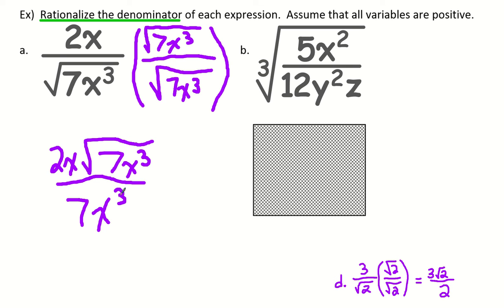Now, another thing, just to kind of tickle your brain a little bit. We didn't really need to multiply by the root of 7x to the third. Think about it. I didn't need to make this into x to the sixth. All I really needed to make it into was x to the fourth. If I could just multiply by x to make this 7x into x to the fourth, then I would have been able to take the square root of it.